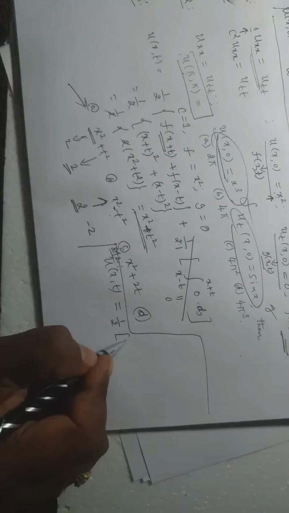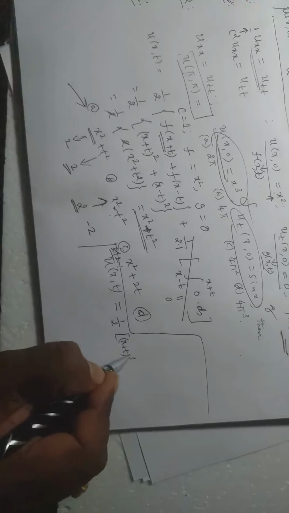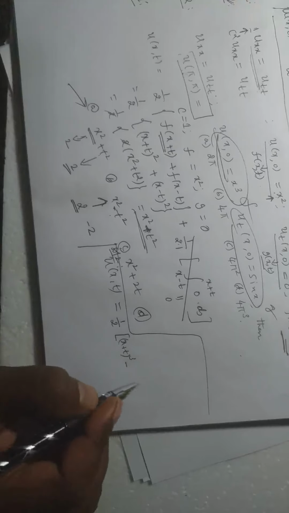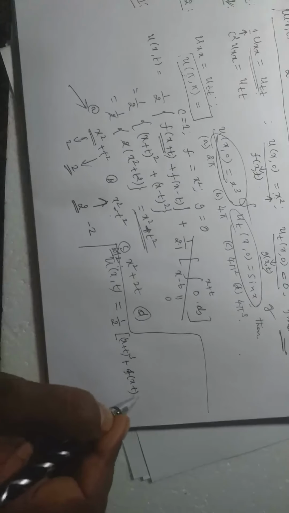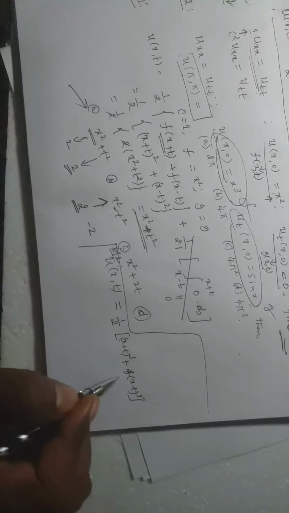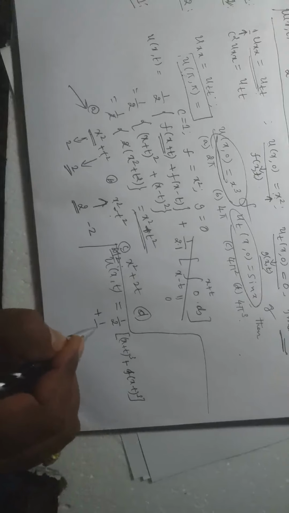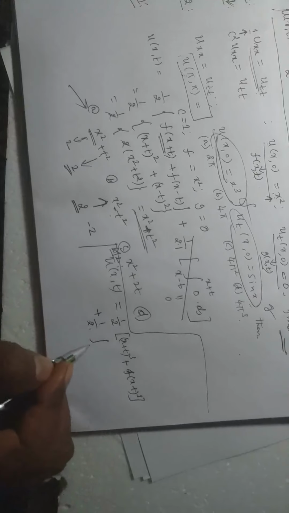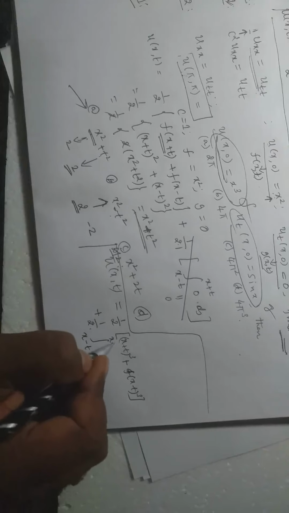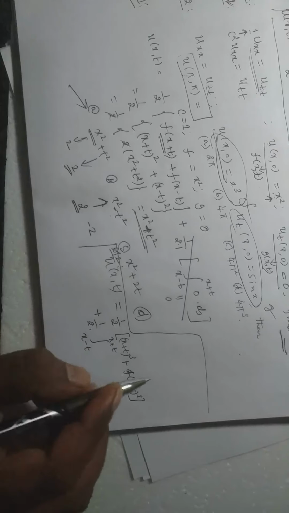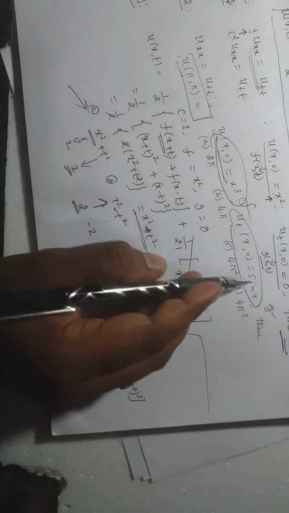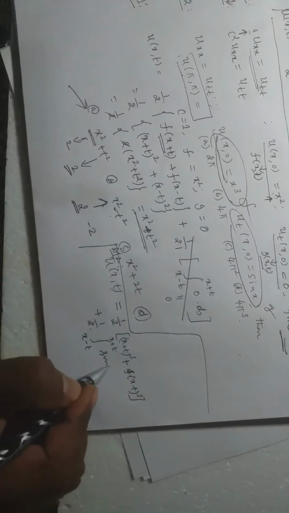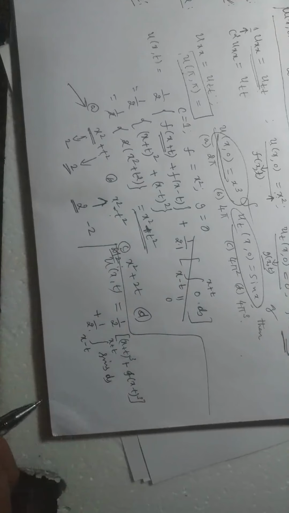f of x plus t is x plus t whole cube, plus f of x minus t, that is x minus t whole cube, plus 1 by 2 into the integral from x minus t to x plus t. What is g of s? g of s is sin s ds.